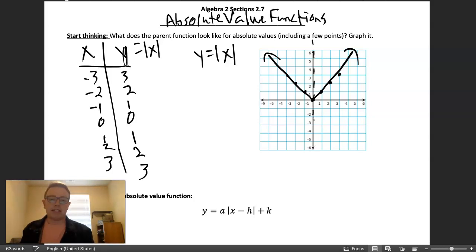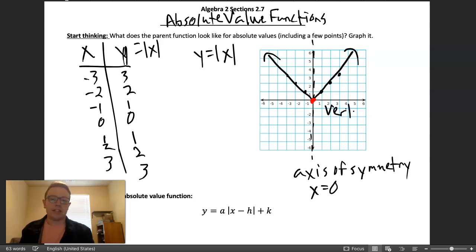The line right down the center of the v here, we call that our axis of symmetry. Because if we were to fold it over the axis of symmetry, we would find that it always stays the same. Our axis of symmetry in this case is going to be the vertical line x is equal to 0. Now the point where the axis of symmetry meets the actual graph, so right here at the very bottom, we call that our vertex.